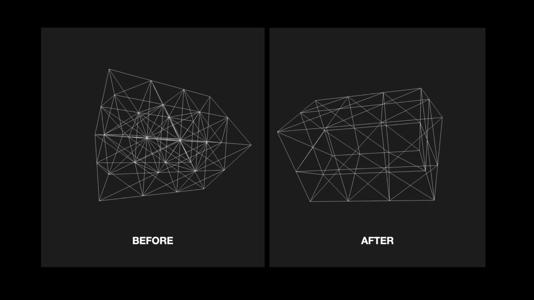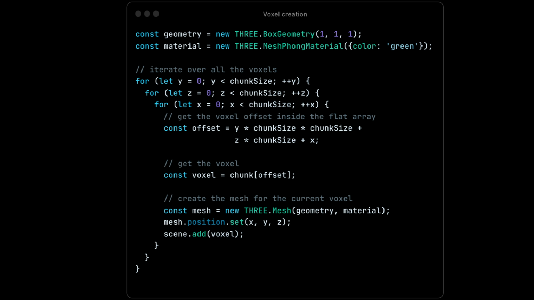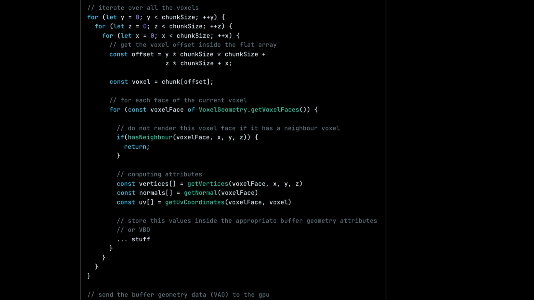Once we know how this technique works, we can also apply a second optimization. Instead of creating a mesh for each voxel, we create a single mesh representing a chunk of voxels, using a custom buffer geometry, also known as vertex array object. In the optimized version, we still iterate over each voxel, but now we have to iterate also over each face of the current voxel. If the current voxel face has a visible voxel as neighbor, we do not need to render that face, and we can skip to the next one. Otherwise, we collect the various attributes of the buffer geometry for the current voxel face, things like vertices, normals, UVs, etc., and store them inside the vertex array object. In the end, we will end up having buffer geometry data containing all the vertices associated to the voxel faces that will form our big chunk of voxels.